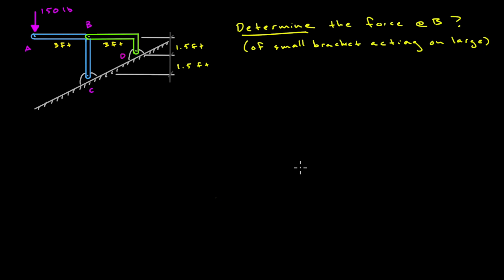Hey everybody, welcome back to another vector statics worked out problem video. In this example, we'll be dealing with a two-dimensional rigid body equilibrium problem. So there's a problem set up here.